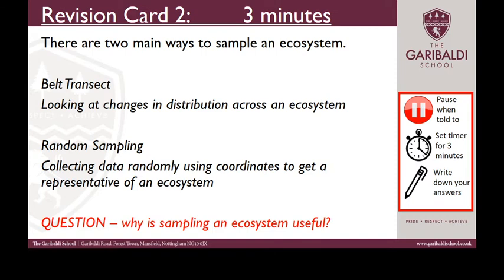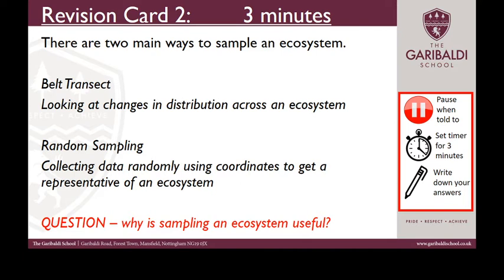So moving on to the next revision card. This is a task will take you 3 minutes. We have now studied 2 main ways to sample an ecosystem: a belt transect, which is looking at changes in distribution across an ecosystem, or random sampling. And what is used for random sampling? You used a quadrat. So this is collecting data randomly using coordinates to get a representation of an ecosystem.